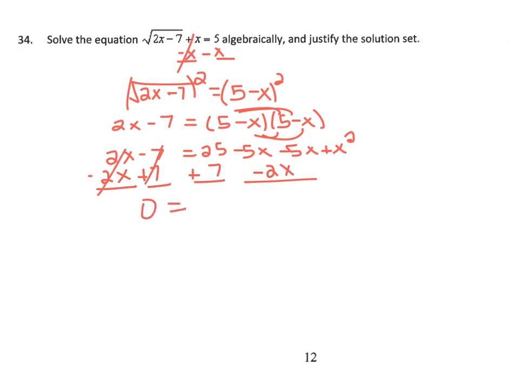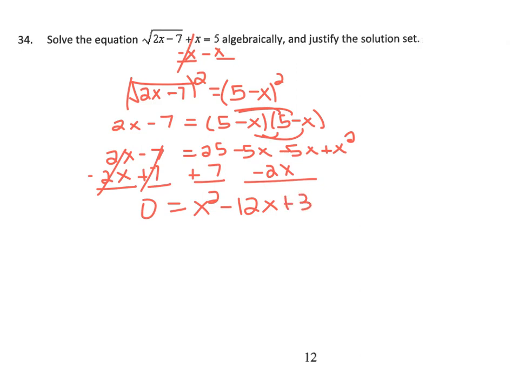All right, so on the left side, everything cancels, and I'm going to rearrange. I'm going to take my x squared term and write that first. And then I'll take these terms with the x's on it and combine them to give me negative 12x. And then 25 plus 7 is 32.